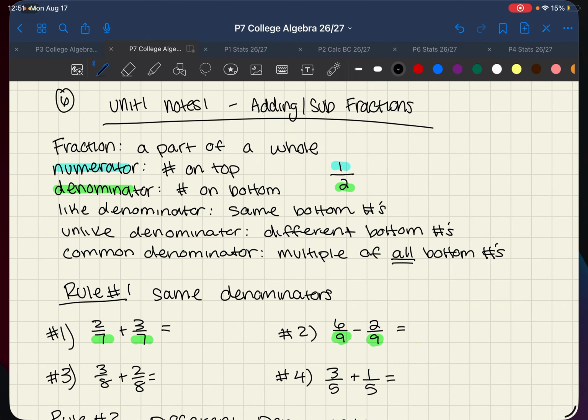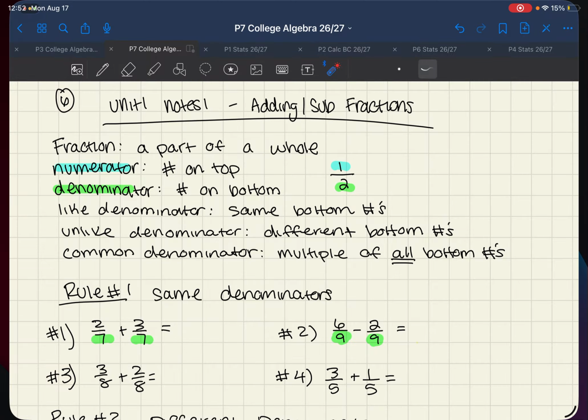Okay, this is College Algebra Dual Credit Course, Unit 1, Notes 1, Adding and Subtracting Fractions. So first we started off with our vocabulary. A fraction is a part of a whole. I told everyone, think of when you buy a pizza. When you buy a box of pizza, that entire box is the whole. As you are eating slices of that pizza, those slices would be considered a fraction of the whole.